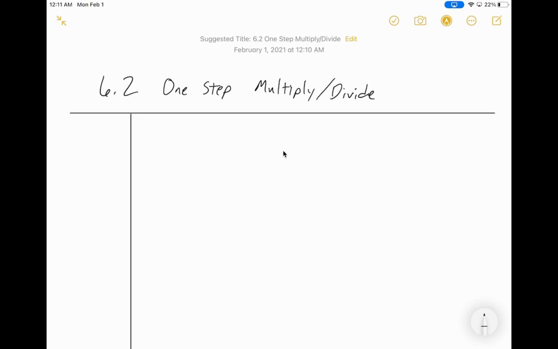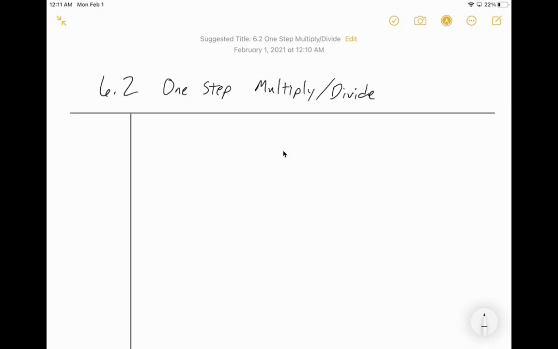All right, class. Today we're going to look at the second lesson in chapter 6, one-step multiplication and division equations. Very similar to the lesson from yesterday. It's just instead of adding and subtracting, it's going to be multiplication and division. So again, remember what we talked about yesterday? We talked about the idea of inverse operations, and it's going to be true again today.